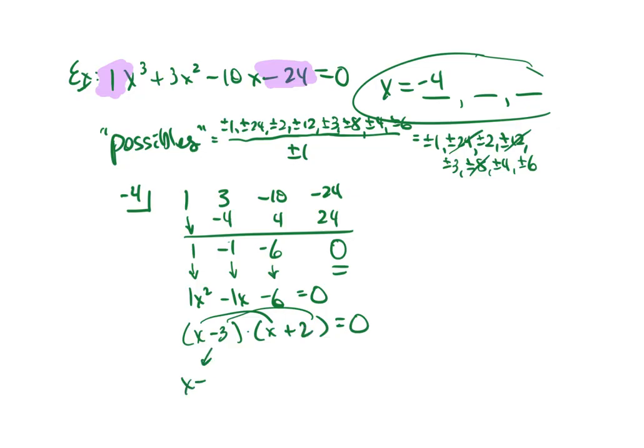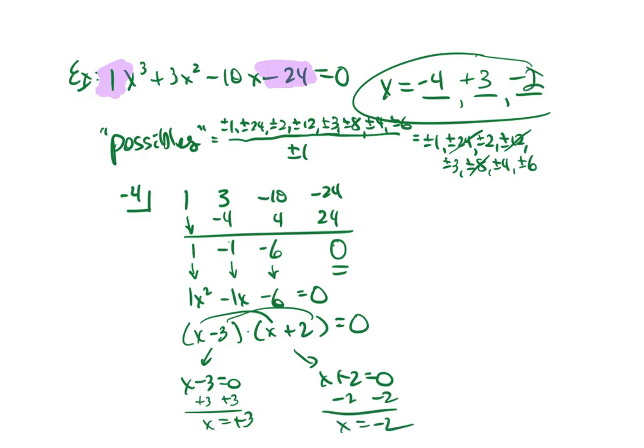And when you set each of those equal to 0 and solve, moving negative 3 to the other side by adding, we get positive 3. And moving plus 2 to the other side by subtraction, we get negative 2. So up top there you can see our solutions, negative 4, positive 3, and negative 2. Okay, and that's as hard as it had gotten yesterday.